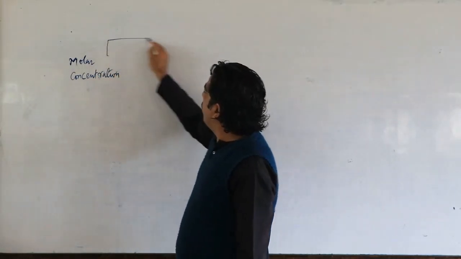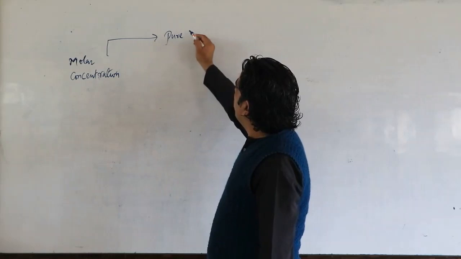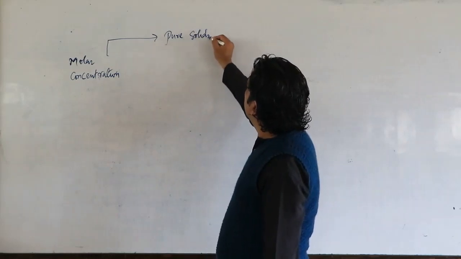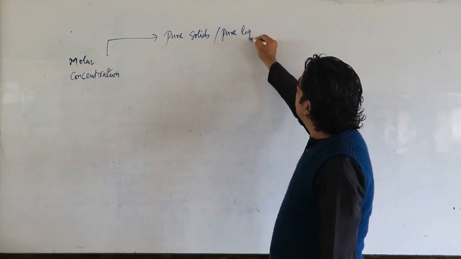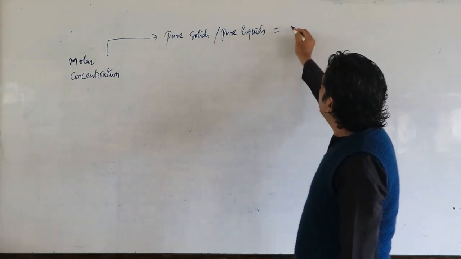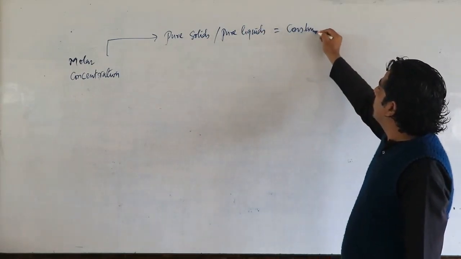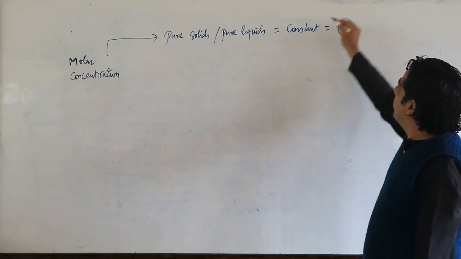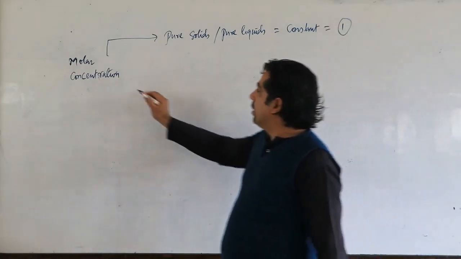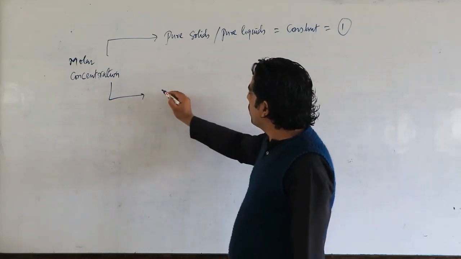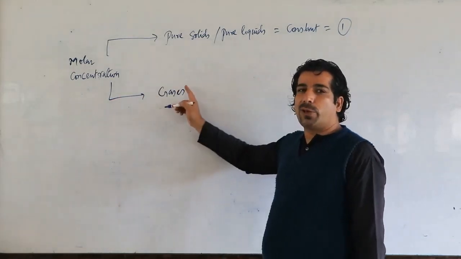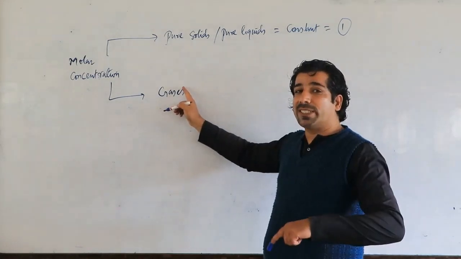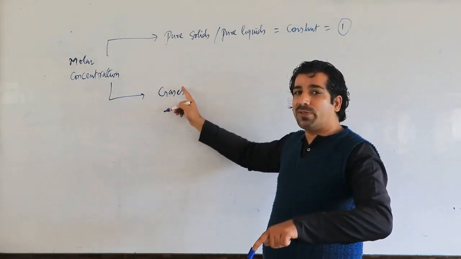in case of pure solids and pure liquids is constant. That's unity. Unity means equal to 1. But if you look at gases, in case of gases, this was not constant. But the volume was fixed. The number of moles were changing, but the volume was fixed.